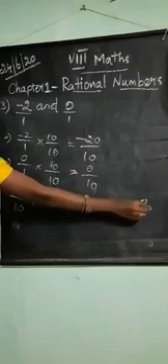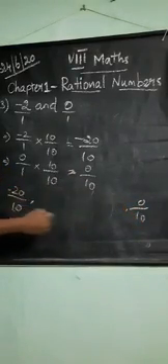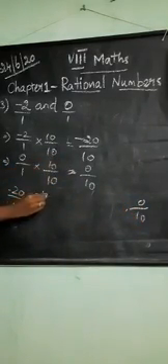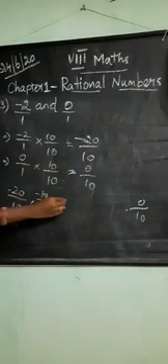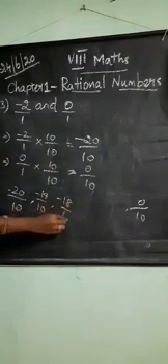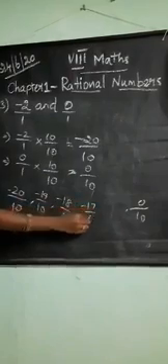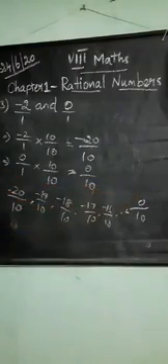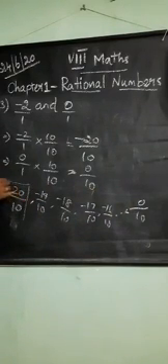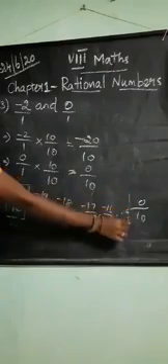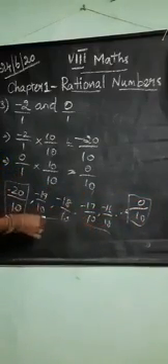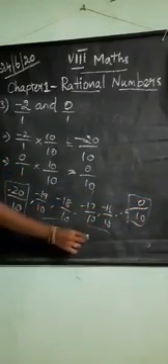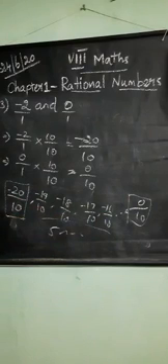Here 0 by 10. In between, what are the numbers? Minus 19 by 10, minus 18 by 10, minus 17 by 10, minus 16 by 10, etc. In between minus 20 by 10 and 0 by 10, any 5 rational numbers you want, take and write. Okay, are you clear on the first sum?